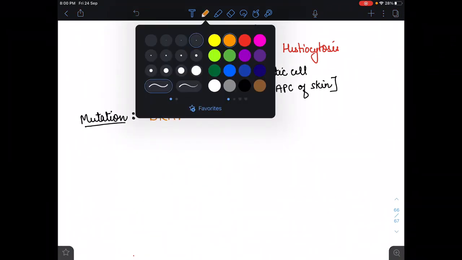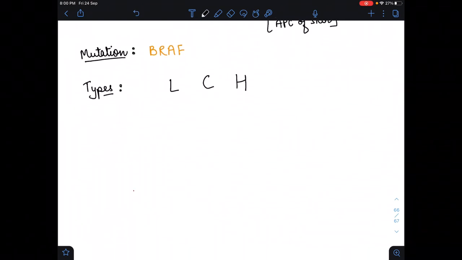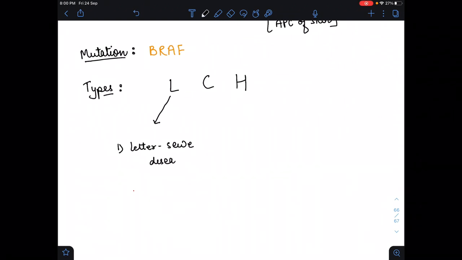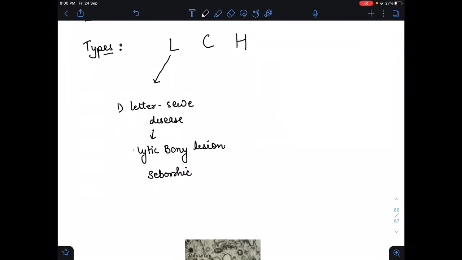And what were the types of Langerhans cell histiocytosis? We can remember the types like this: LCH. From the letter L, the first type is Letterer-Siwe disease. In this we see lytic bony lesions, and we also see seborrheic dermatitis.